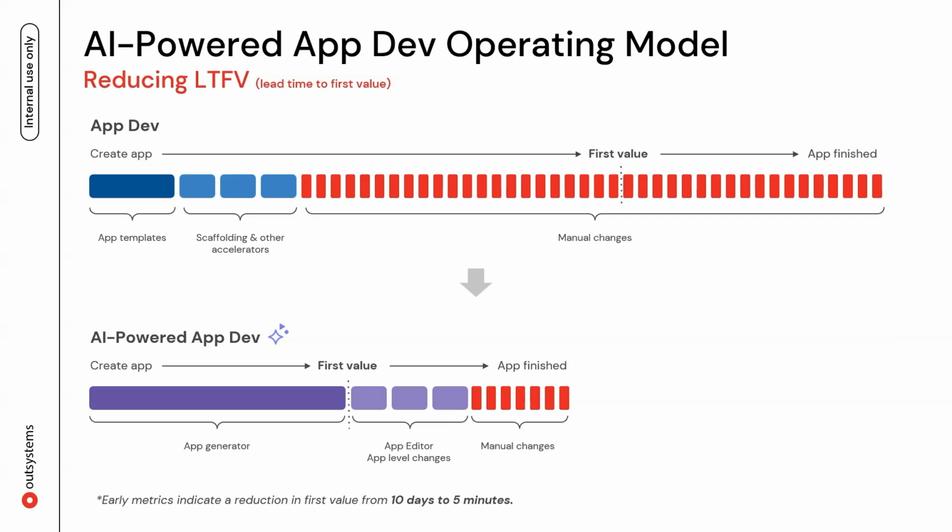Our early metrics are showing LTFV improving in some cases from a previous time to value of 10 days to an incredible time to first value realization in only 5 minutes.